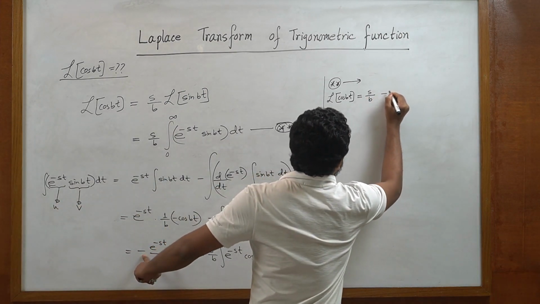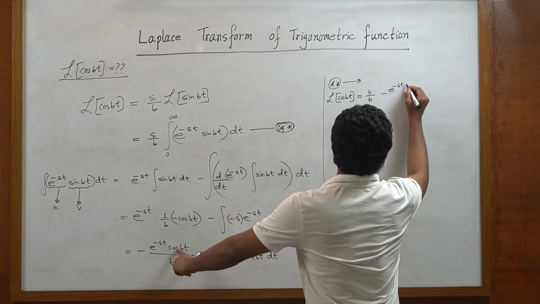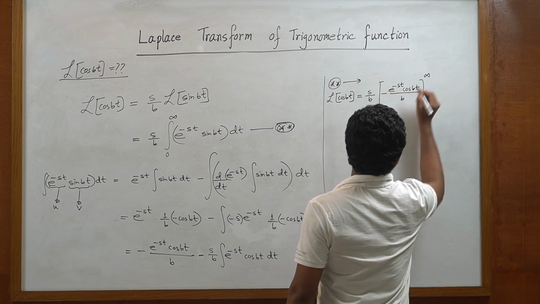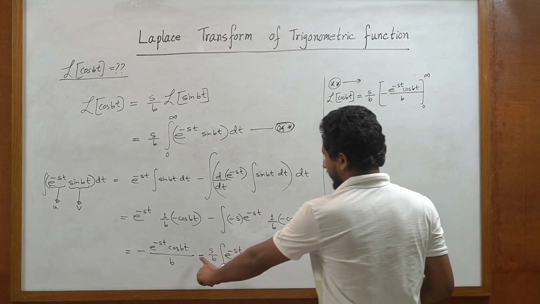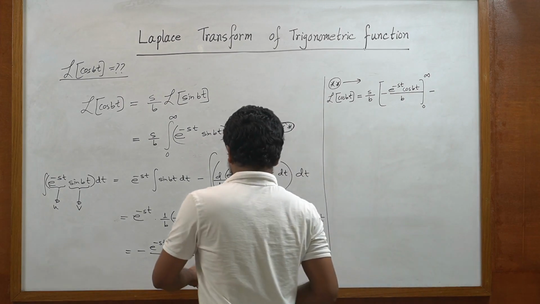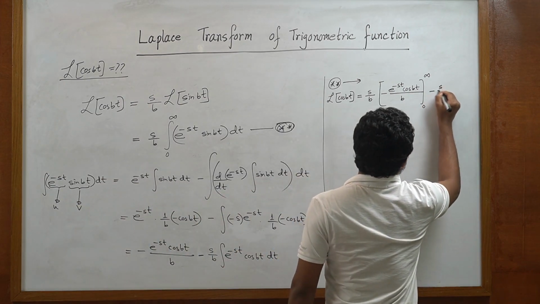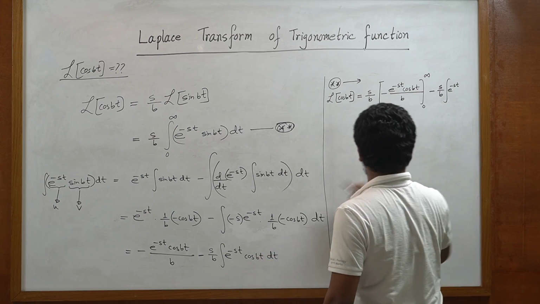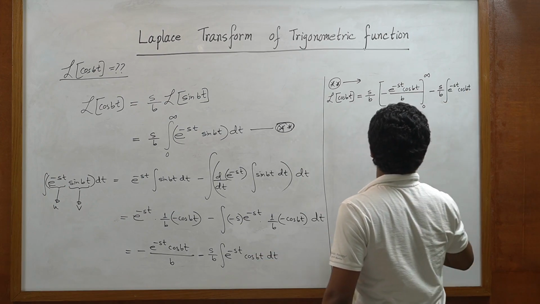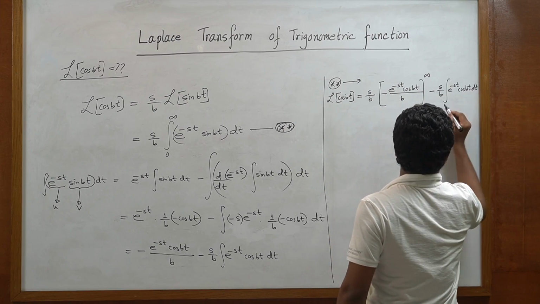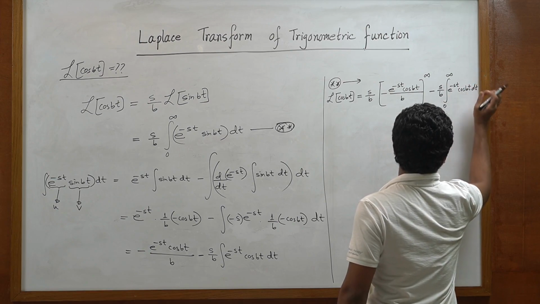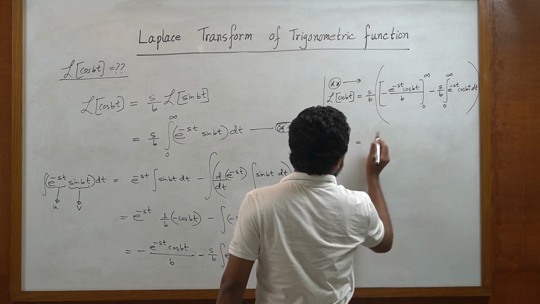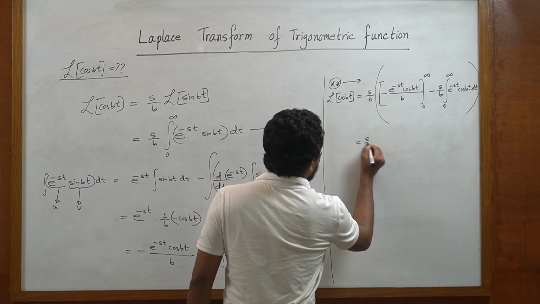Minus e to the power minus st cos bt by b, from 0 to infinity, and then minus s by b integration e to the power minus st cosine of bt with respect to t, from 0 to infinity, and these will be in brackets.